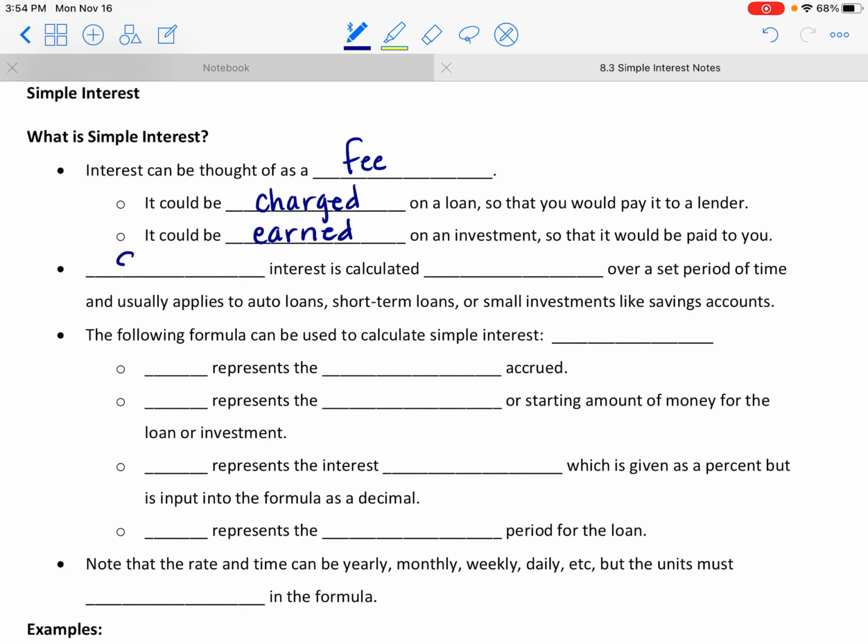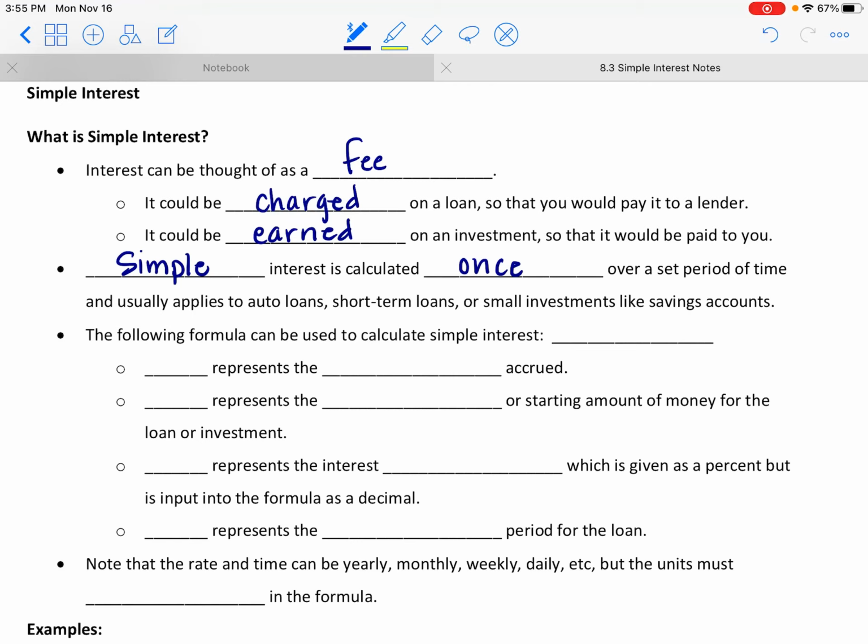Now, if we're looking at what we call simple interest versus compound, which we'll get to in our next topic, the simple interest is going to be calculated just once, one time over a set period. And usually simple interest will apply to things like car loans or short-term loans or small investments like savings accounts. Okay, and again, I'll compare this to the other common type of interest that we'll see, which is compound interest.